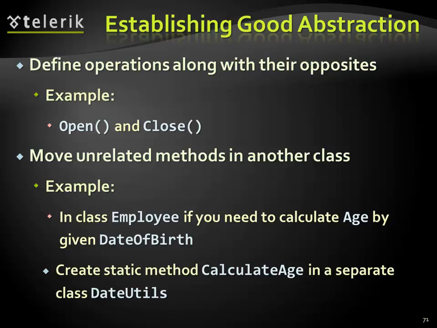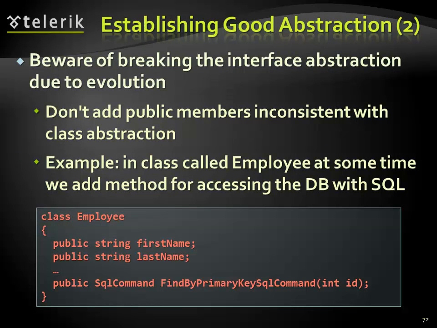When we make any changes to classes, we have to be very careful not to break the interface abstraction. And a good example of breaking the interface abstraction is if in the class employee we added a method which should normally be kept in the database access layer, and this method actually performs database access operations which are not typical to the class employee, which should normally just contain some information about an employee and not directly call the database. So that's a good example of what we should not be doing.